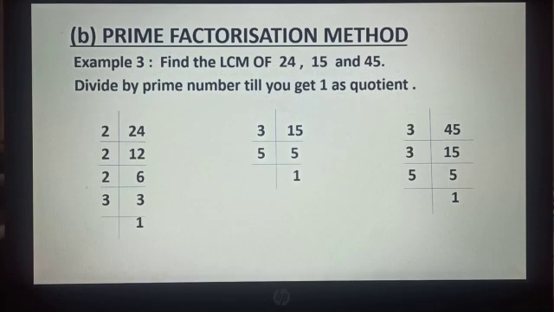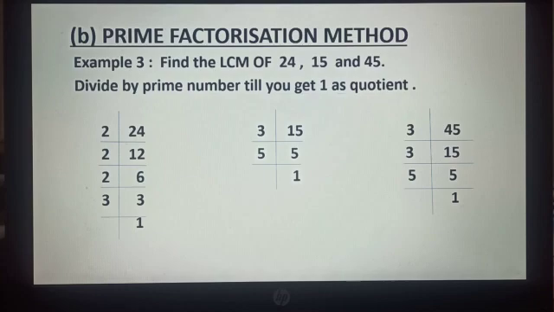Now we will discuss the other method, that is prime factorization method. We will discuss this method by taking an example. In this example, find the LCM of 24, 15 and 45. Divide by prime numbers till we get one as quotient.